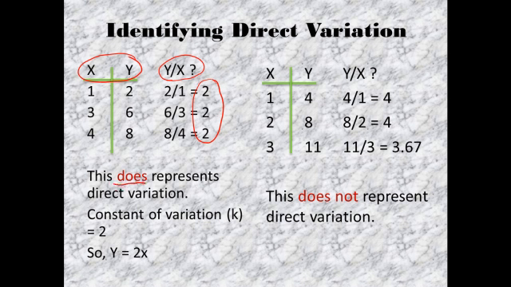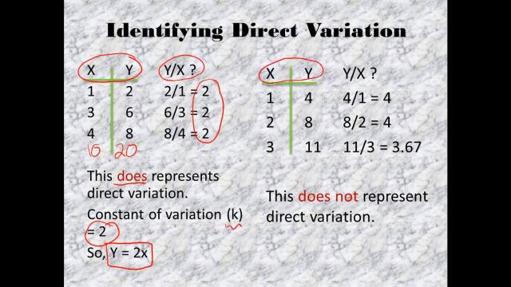The constant of variation, which is k, is going to equal 2, that relationship that we found by dividing y by x. So the equation is y equals 2x. So if I give you an x of 10, you can tell me y is going to be 20 under the same relationship. Another example with x and y.